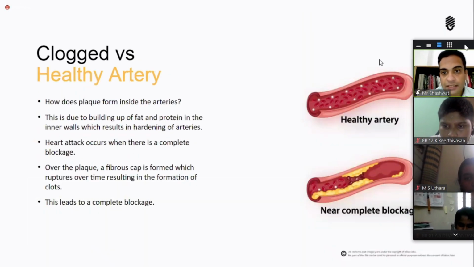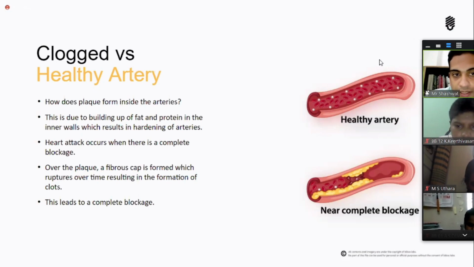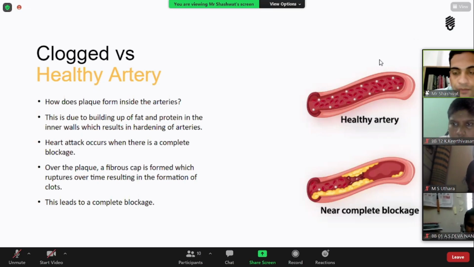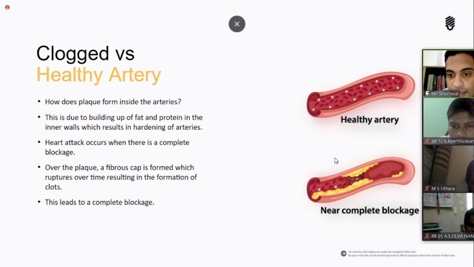Now, again, there is a depiction of a clogged versus a healthy artery on your screen. On top is a depiction of a healthy artery, and the bottom one is a nearly completely blocked artery. Obviously, if there is a blocked artery, our organs will not be able to get the sufficient supply of oxygenated blood. And here is why we need healthy arteries, healthy blood vessels inside our bodies.